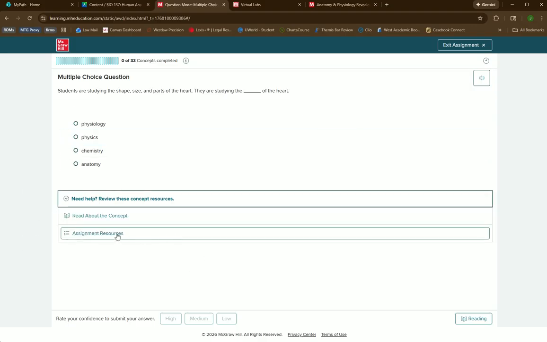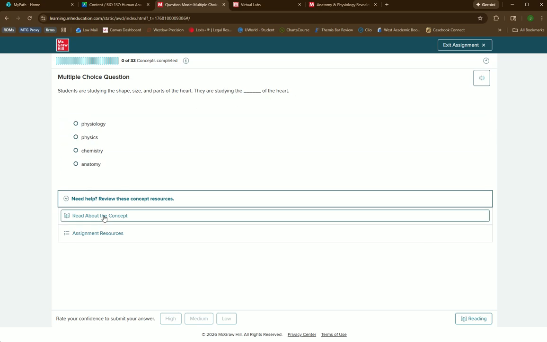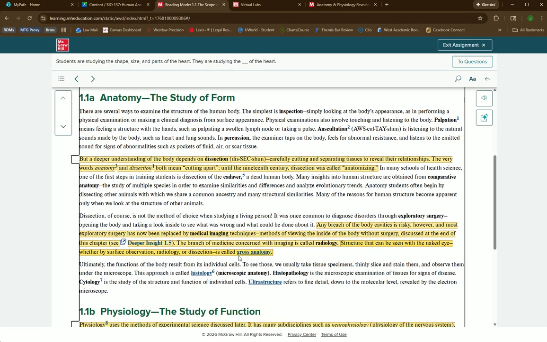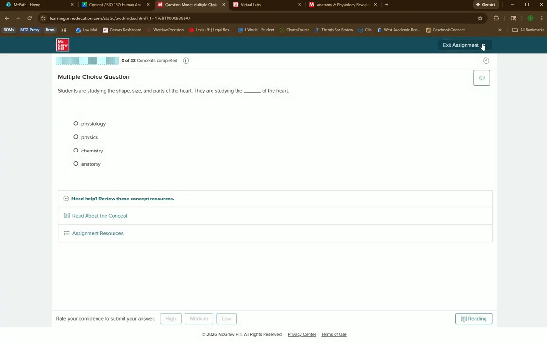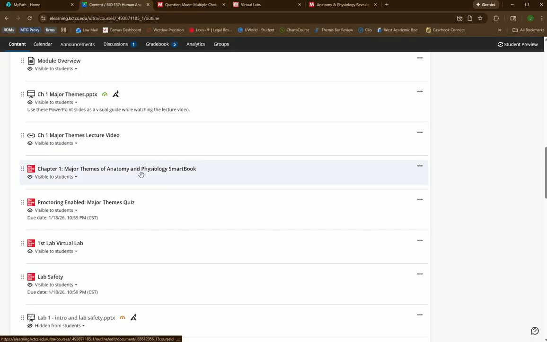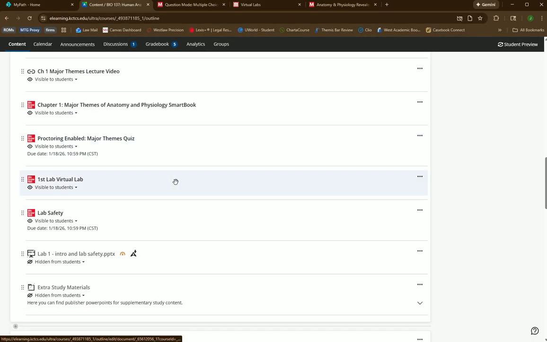If you need help, you can always hit read about the concept. If you don't know the answer, you hit read about the concept, and it'll take you to the section that you need to read to find out the answer. So it's good study material. But again, that one's optional. You have to watch the lecture video in order to be ready for the quiz.